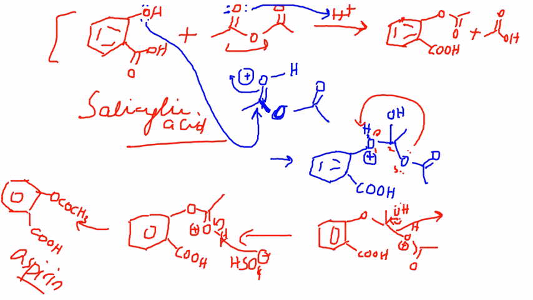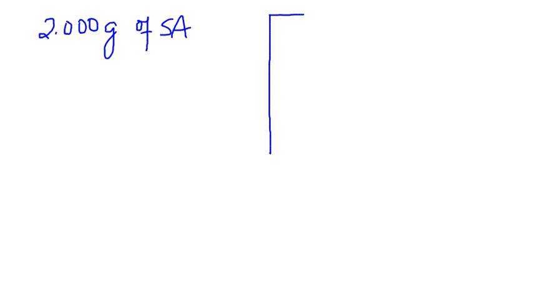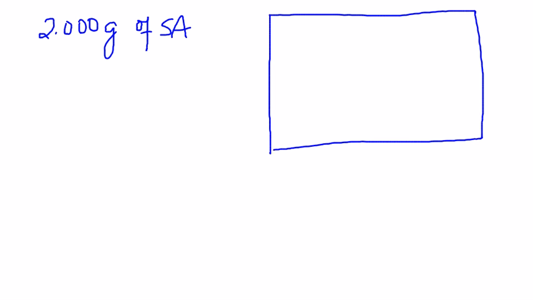So let's take a look at procedurally how this is going to pan out. What you'll do is you will begin with 2.000 grams of salicylic acid. So if I were you, I would keep my observation table ready. You can at least do that for one of the labs. This is the last lab, so hopefully you will be able to organize your thoughts and your data ahead of time.